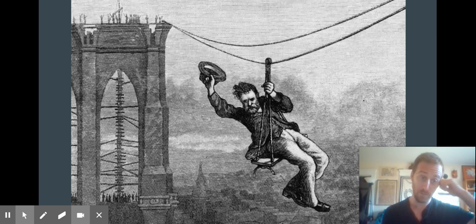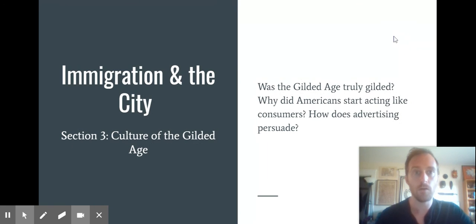Oh, this also happened. And so I just want to leave you with this. A man ziplined across the top of the Brooklyn Bridge before it was completed because there were no rules in the 19th century. And that is all for this section.